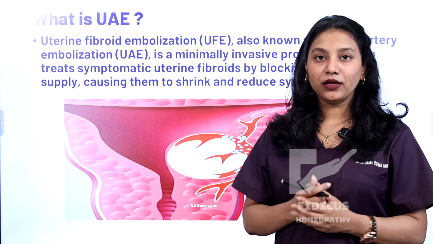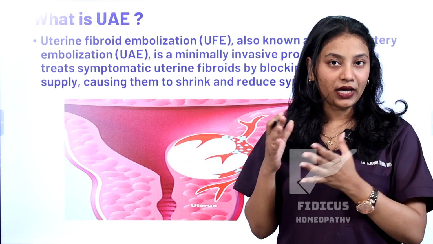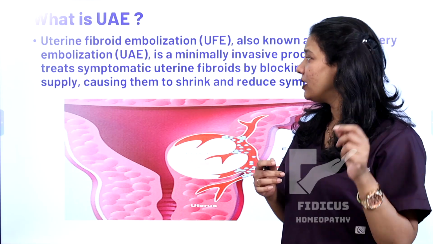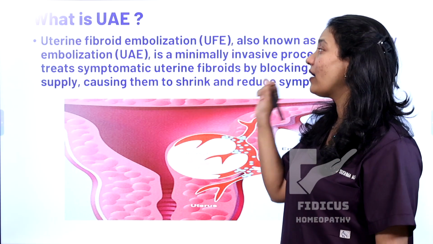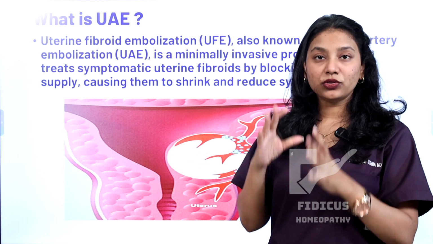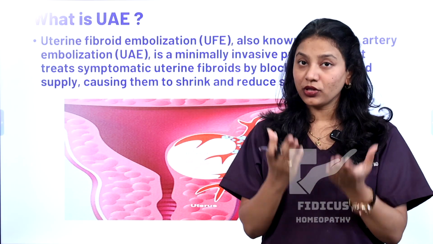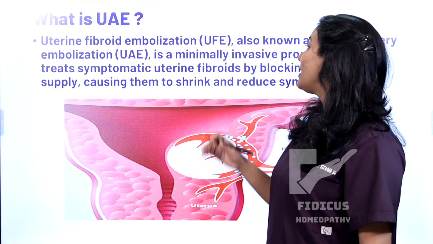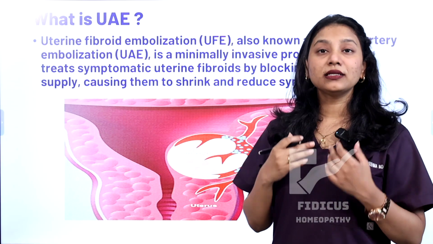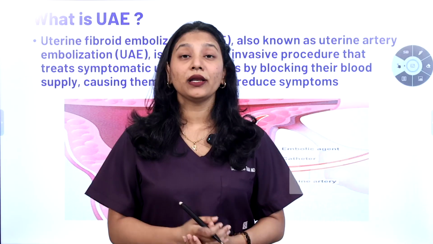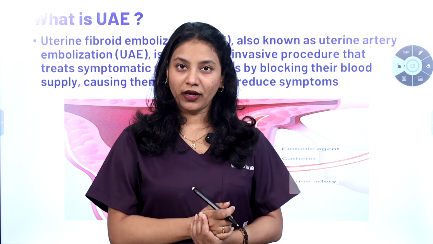So what is UAE? UAE is called uterine artery embolization, as we have already discussed, but it can also be called uterine fibroid embolization. You know uterine, which is related to the uterus. You know the word fibroid, which is related to the condition, but you do not know the word embolization. What does this embolization mean? Okay, let me explain it to you in a very simple manner.